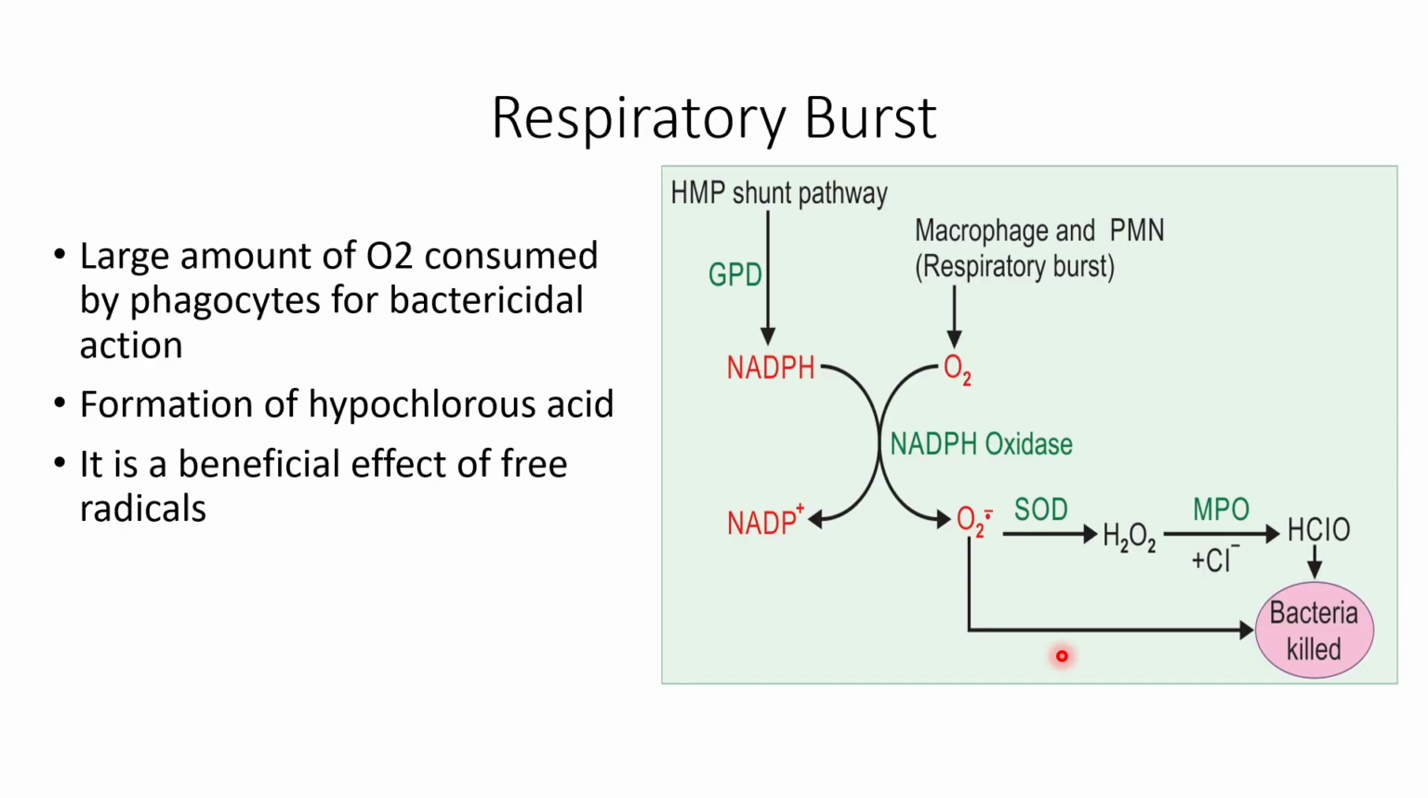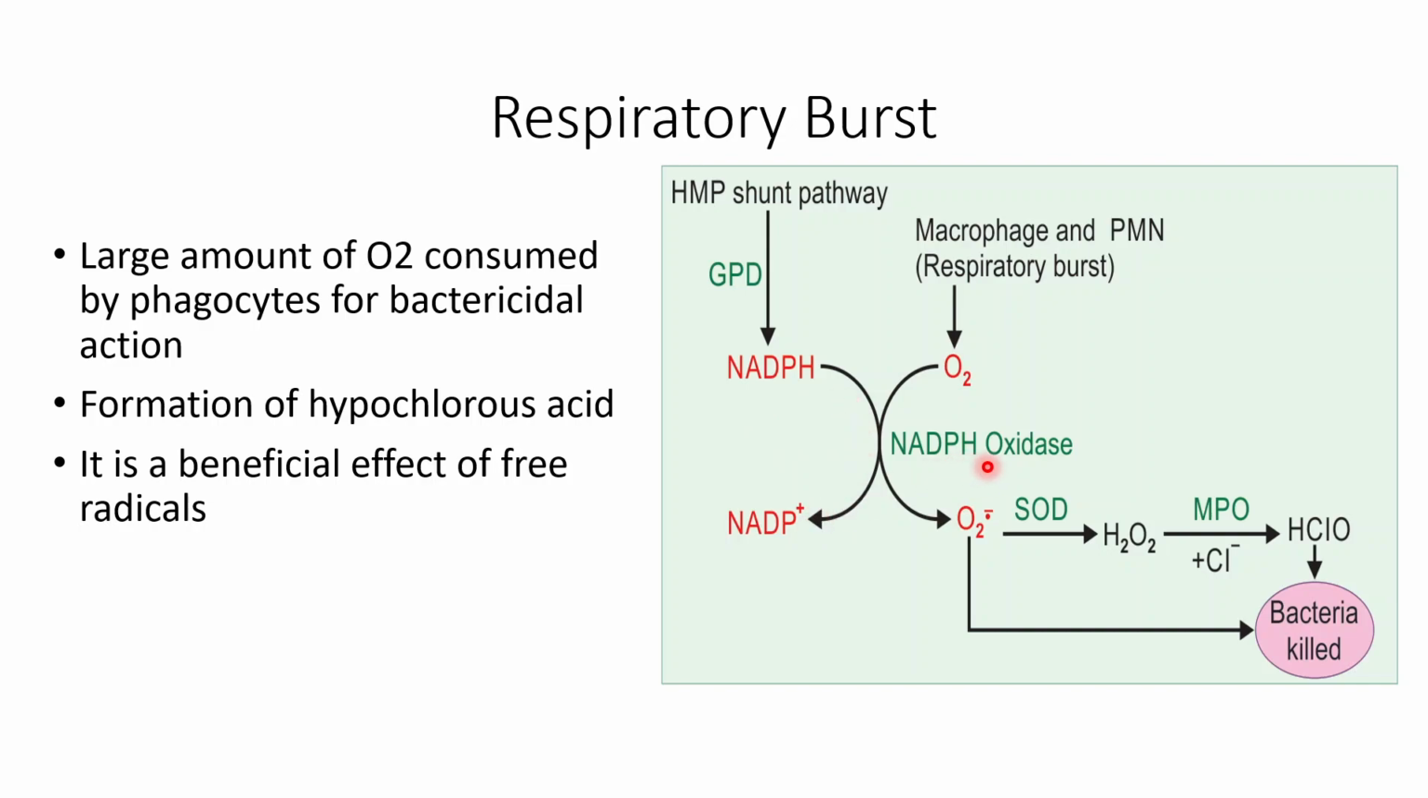Next, let us look at respiratory burst. What happens inside the neutrophils, inside the macrophages? Okay, so inside the neutrophils or the macrophages, a large amount of oxygen is consumed for bactericidal action, to break down or kill the bacteria. So it is called respiratory burst. A large amount of oxygen is used. The enzyme present in these macrophages and neutrophils is NADPH oxidase. This NADPH oxidase converts oxygen into superoxide anion, and it utilizes NADPH, which gets oxidized to NADP.